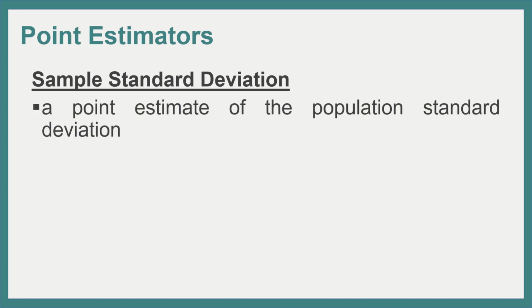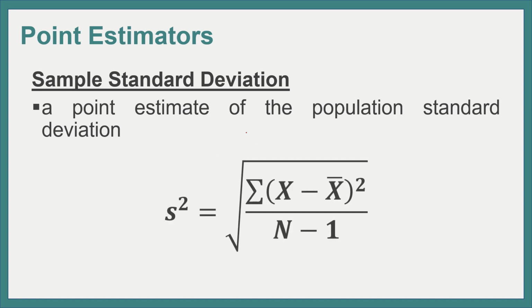And we also have the sample standard deviation. So here for the point estimates, we are going to learn how to solve for the measures of central tendency, which are the mean, median, and mode. Earlier we saw how to determine the mean, the median, and the mode, and the measure of variability, which in this case are the sample variance and sample standard deviation. So again, sample standard deviation is a point estimate of the population standard deviation, wherein to solve for the standard deviation, we use the following equation.